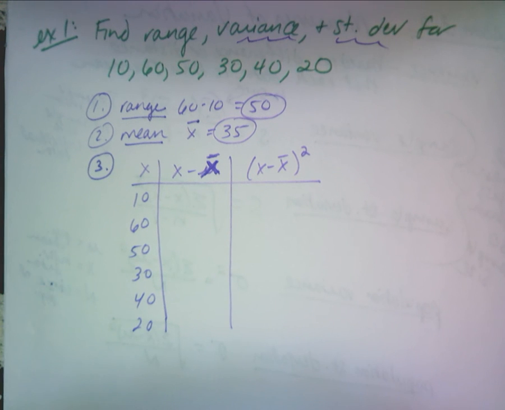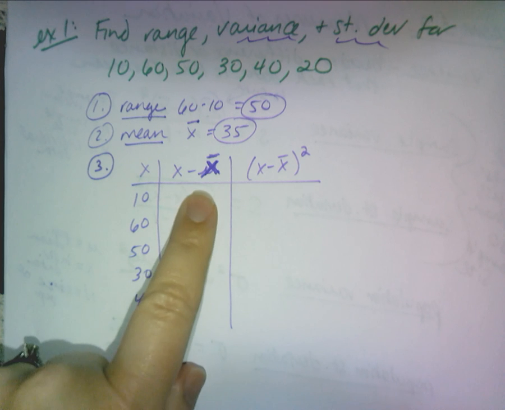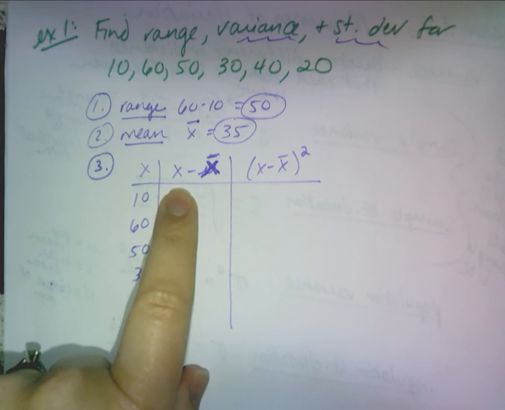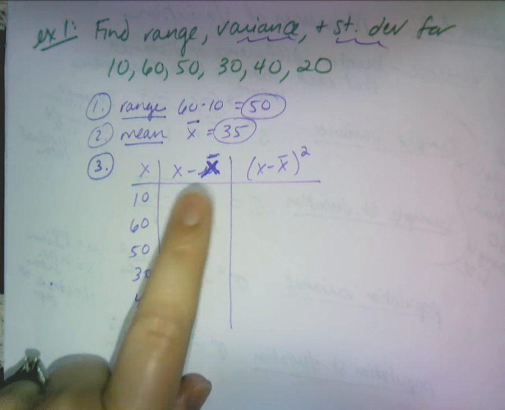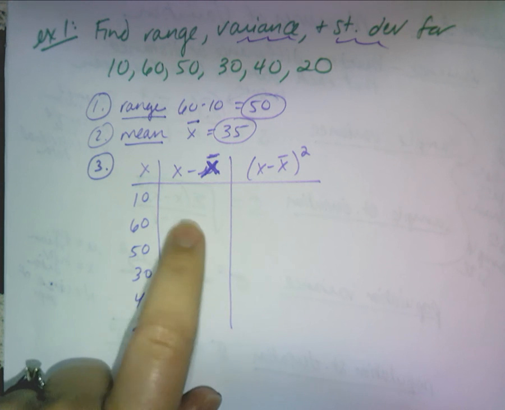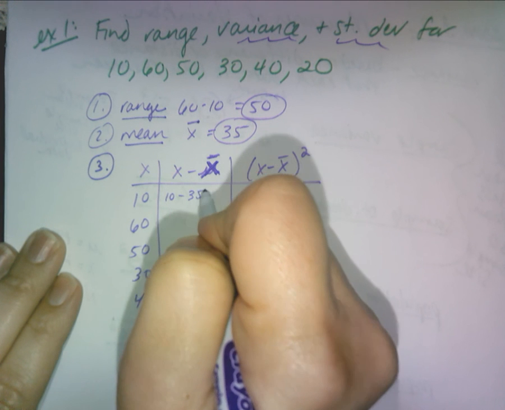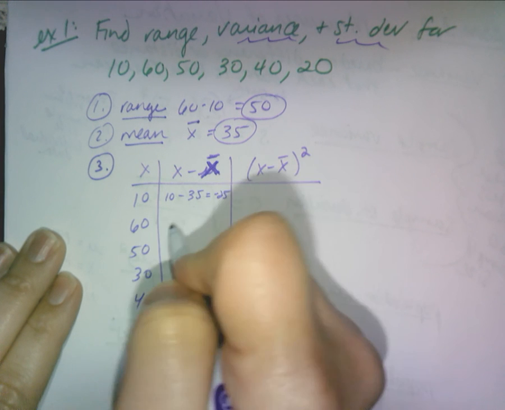Easy. X means X individual. What does this mean? You should know this. Mathematically, what is this saying? Take your X minus the mean. So what is that? 10 minus 35, which is negative 25.